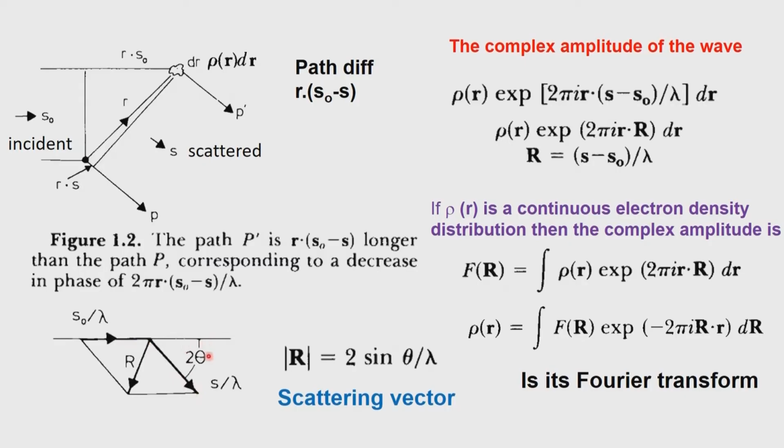Now, if you call this angle 2 theta, the vector r, which is S minus S naught by lambda, is the bisector of these two.